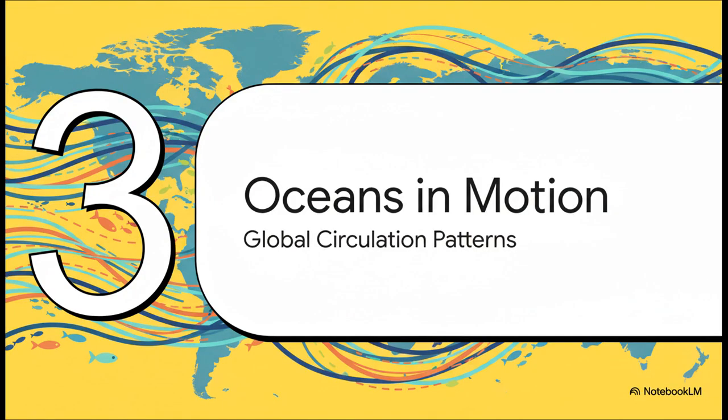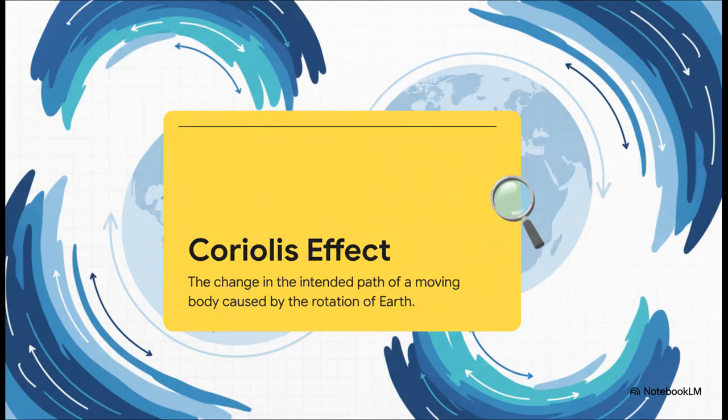Okay, let's get things moving. The ocean isn't just a big, still pool of water. No way. It's a dynamic system of currents, like a massive global conveyor belt, transporting heat, nutrients, and life all around the globe. If there's one concept you absolutely have to understand for large-scale currents, it's the Coriolis effect. Now, it's not a real force, it's an apparent one.